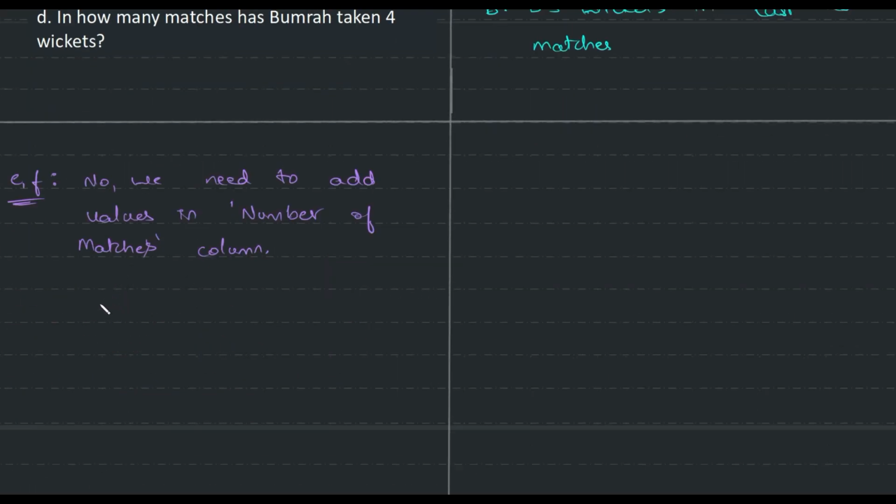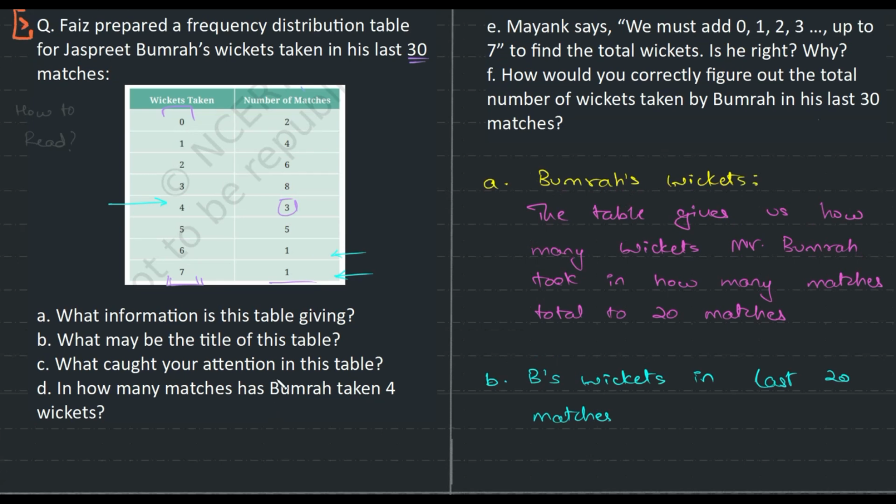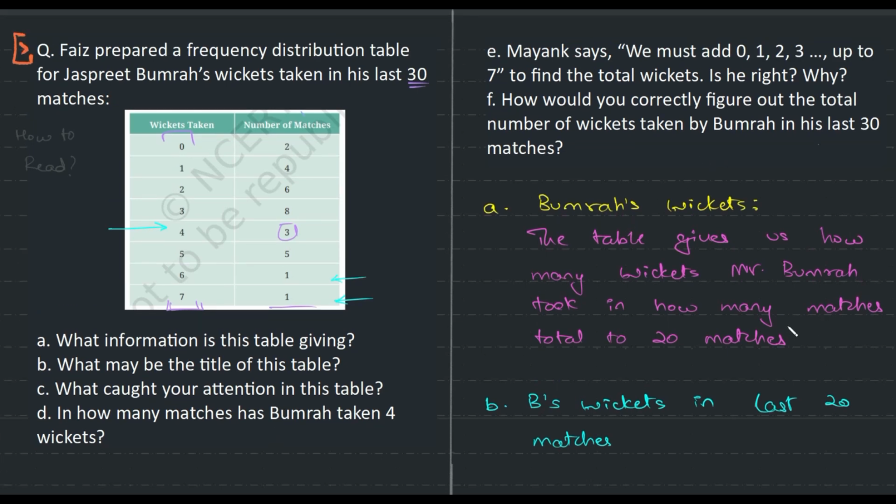So I'll also tell the first column indicates the number or combination of wickets he has taken. Okay, guys, that's that. I think we answered everything.